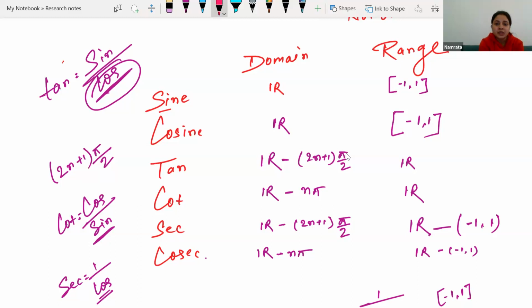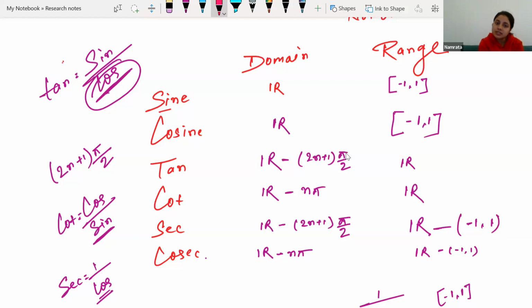Similarly for the tan function, the domain is all real numbers minus the odd multiples of pi by 2, as we have discussed in the previous class, because it is sine by cos. So we will exclude all those points where cos is 0, because 0 in the denominator is not acceptable. There the function will not be defined. That's the domain, and the range will be all real numbers.